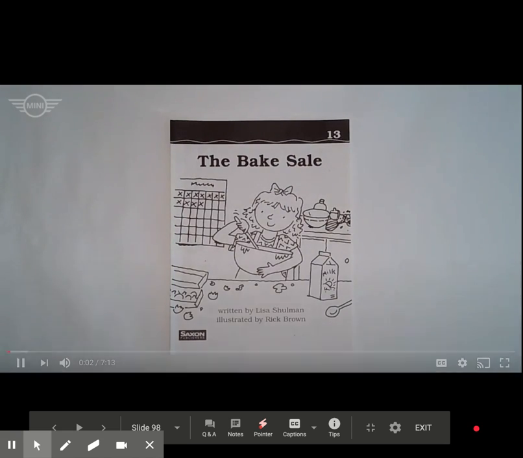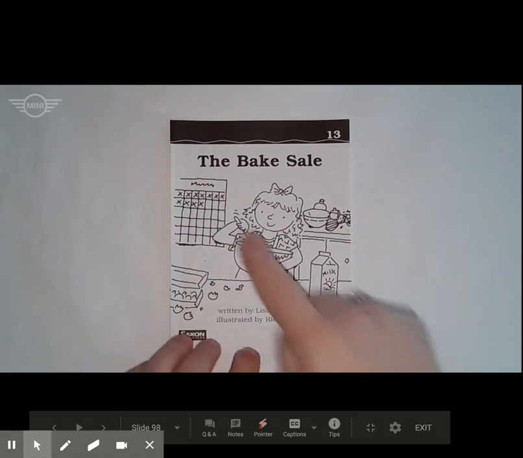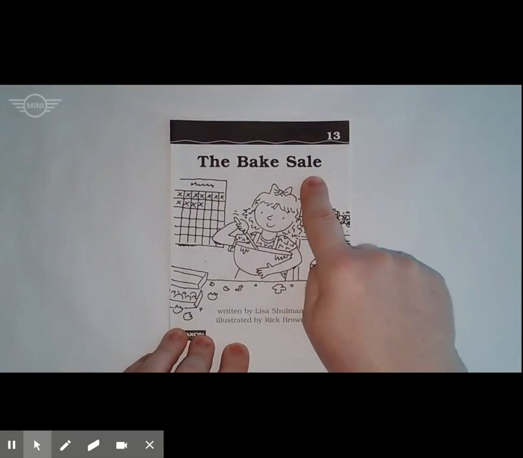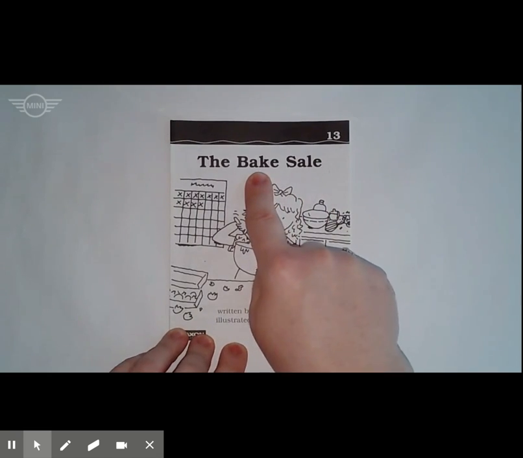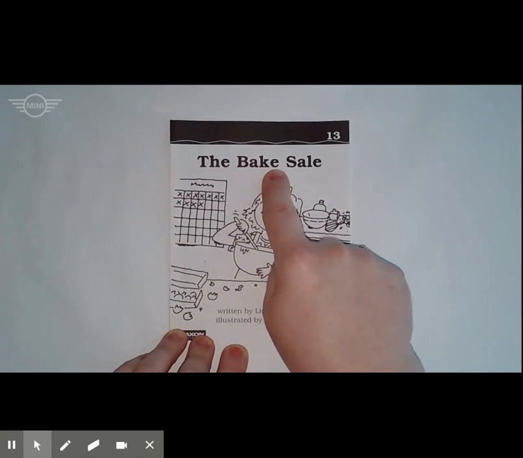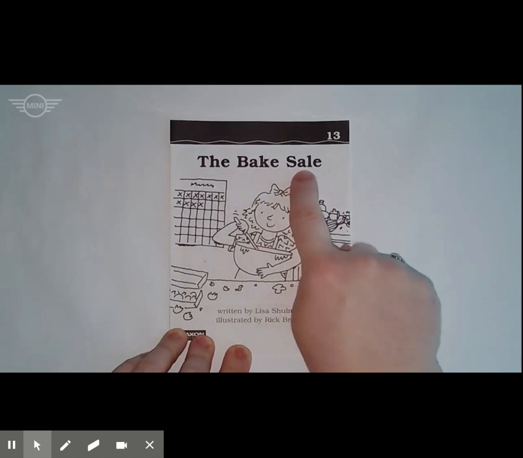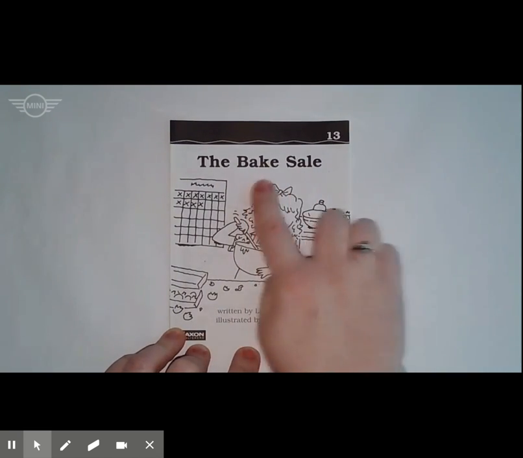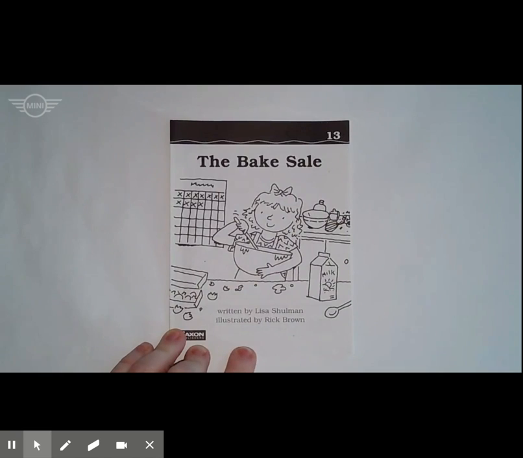Hi, friends. We're going to read a story called The Bake Sale. I see two sneaky E words here, bake and sale. The sneaky E is sneaking up on this A and this A, making them say their names. Do you know what a bake sale is? Bake means to cook things like a cake or cookies or muffins.